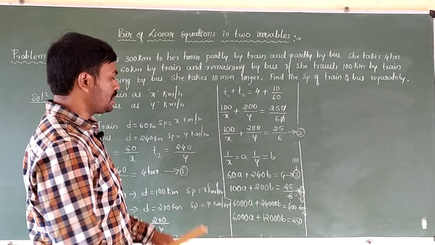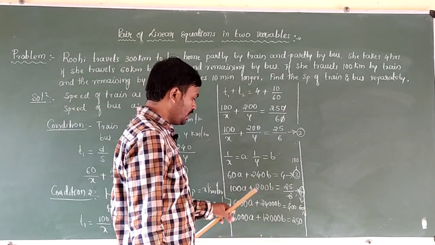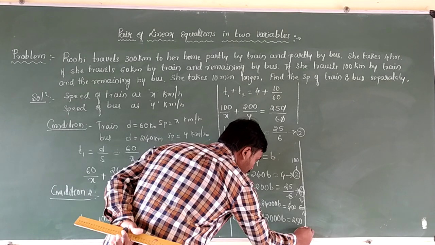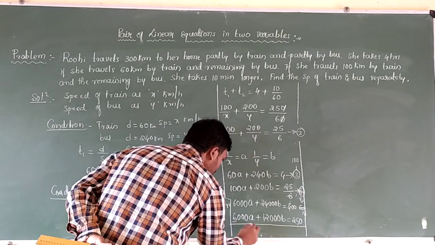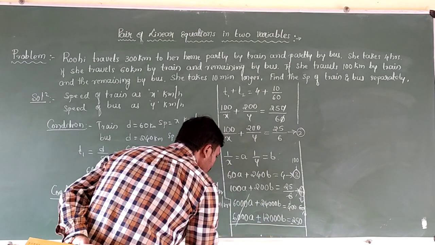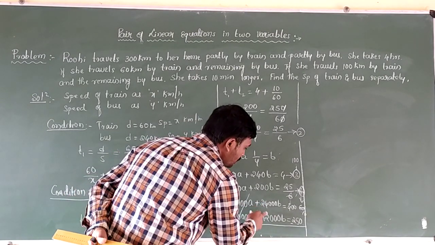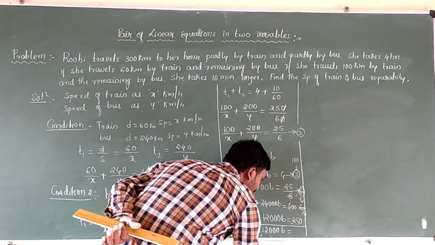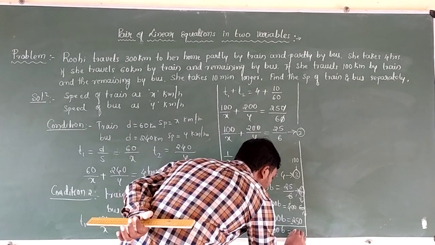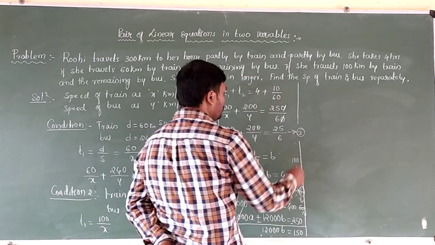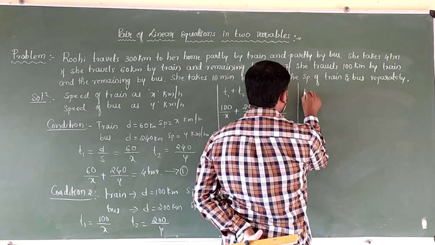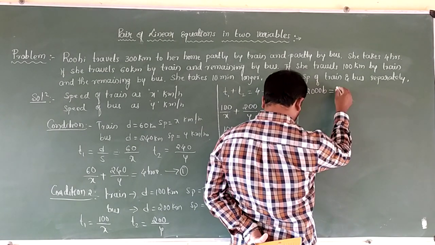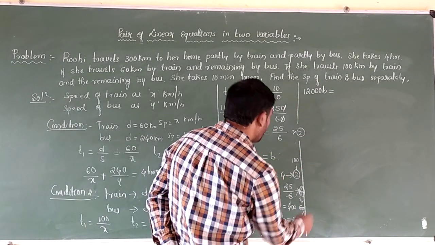If we solve these two equations by the elimination method, the coefficients of a are the same. So I will solve these two by changing the sign, minus minus. Here 6,000a and 6,000a cancel. 24,000 minus 12,000 is 12,000b is equal to 400 minus 250, which is 150. So 12,000b is equal to 150.